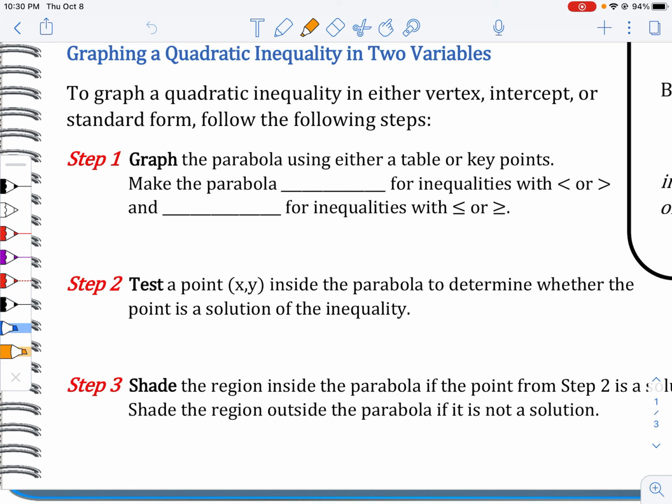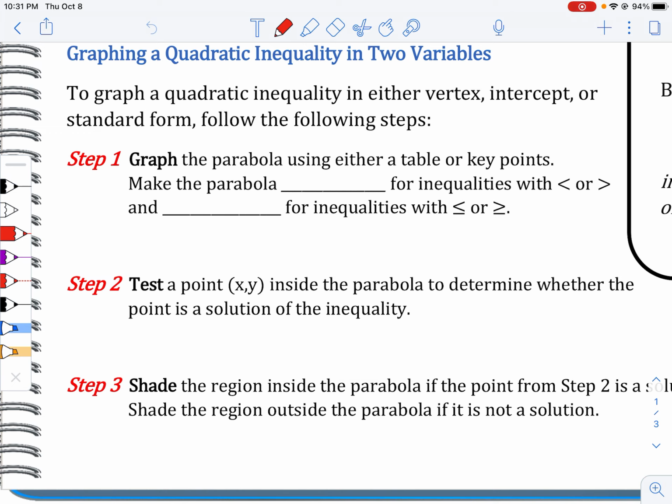So to graph a quadratic inequality in either vertex, intercept, or standard form, follow the following steps. First step is you're going to graph the parabola using either a table or the key points. Just like we did in chapter 1.1, you can use a table from your calculator or use those key points, the vertex, the axis of symmetry, and then you can find those x-intercepts or the y-intercept and then go on the other side of the axis of symmetry.